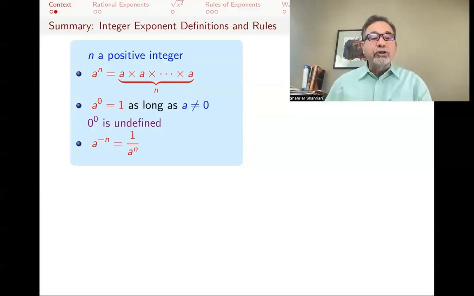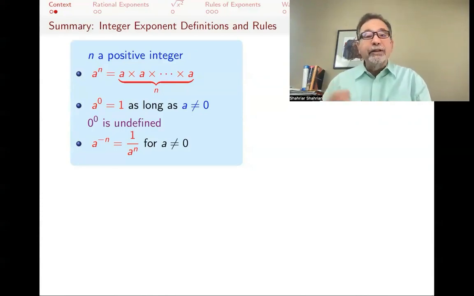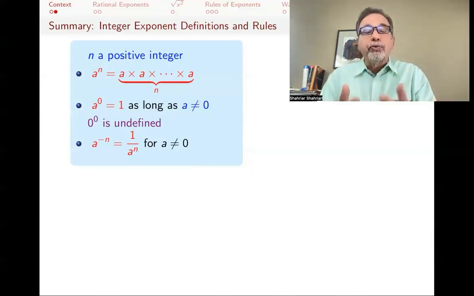These are, again, subject of the previous video. This last one makes sense if a is non-zero. If a is 0, then you will have a 0 in the denominator, and you can't have a fraction with a 0 in the denominator. These are all definitions. These are not things we prove or argue.